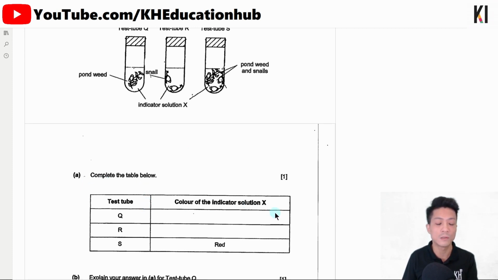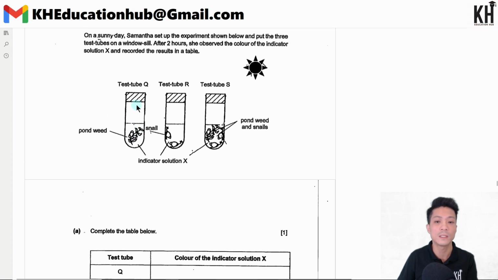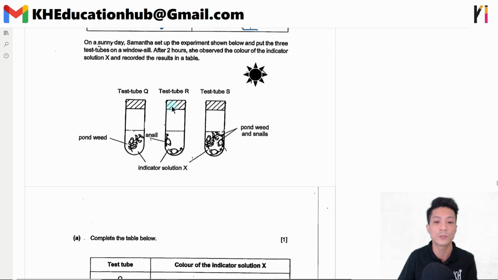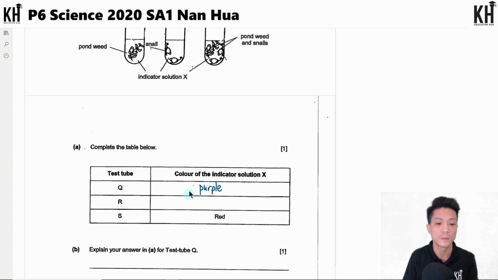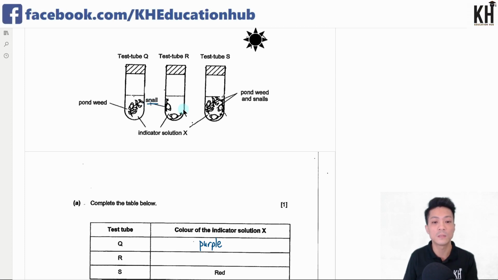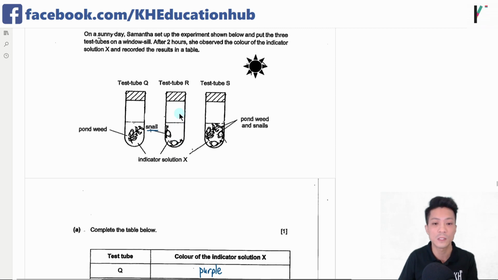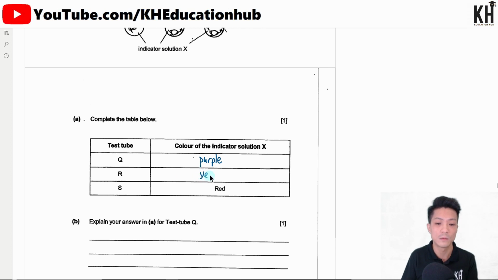Color of indicator solution X in test tube Q. We can see that there's a pond weed inside it, so if it is exposed to light, it will go through photosynthesis. It will take in carbon dioxide, and the amount of carbon dioxide will decrease, right? So it should turn purple. For test tube R, there's only the snail, which means that it will be taking in dissolved oxygen and giving out carbon dioxide. So the amount of carbon dioxide should increase, and so the color should turn yellow.